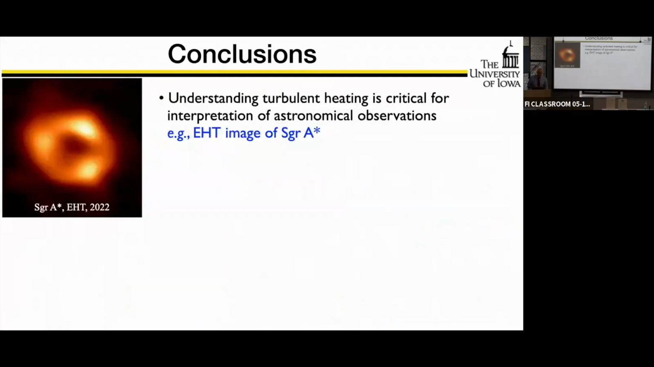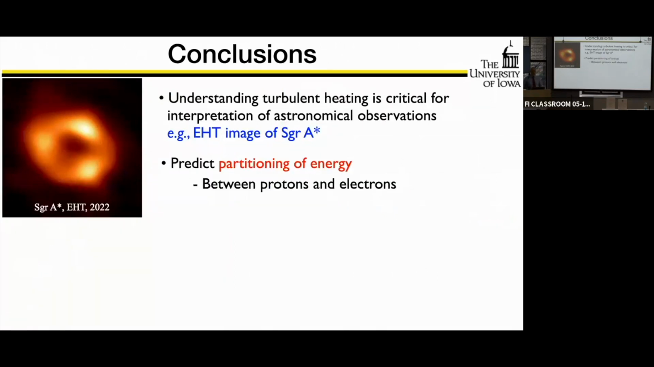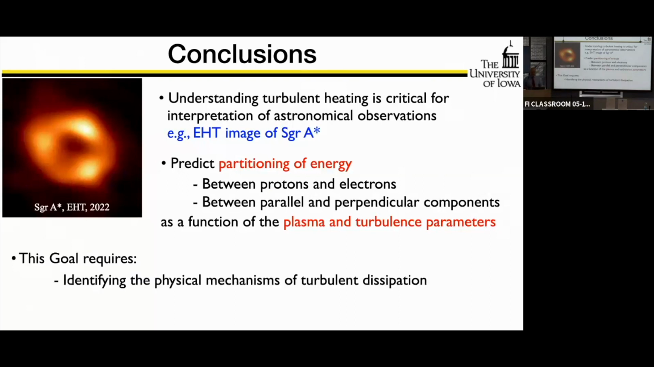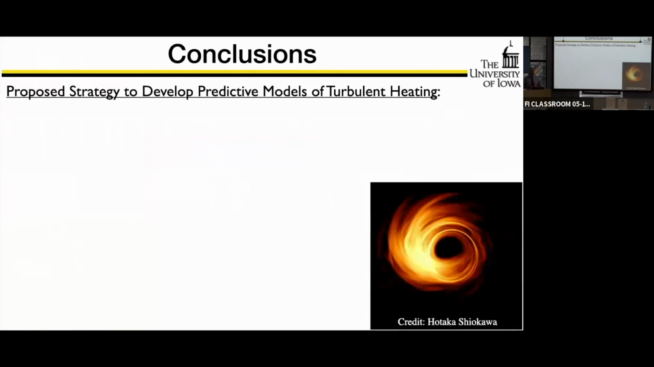So in conclusion, we want to understand the turbulent heating because it's really critical for interpretation of astronomical observations. Here's the Event Horizon Telescope image of Sagittarius A* from last year. We want to predict the partitioning of energy, both between protons and electrons and between parallel and perpendicular components. And we want to do that as a function of plasma and turbulence parameters. This goal requires that we both identify the physical mechanisms of the turbulent dissipation and quantify the rate of energization by each mechanism. And so we have a proposed strategy to develop improved predictive models of turbulent heating.